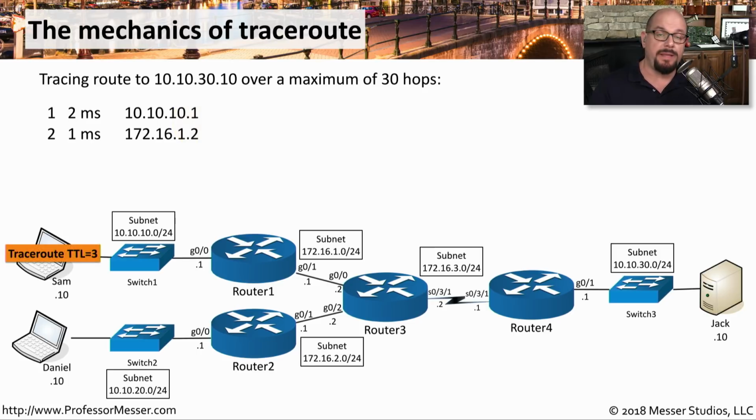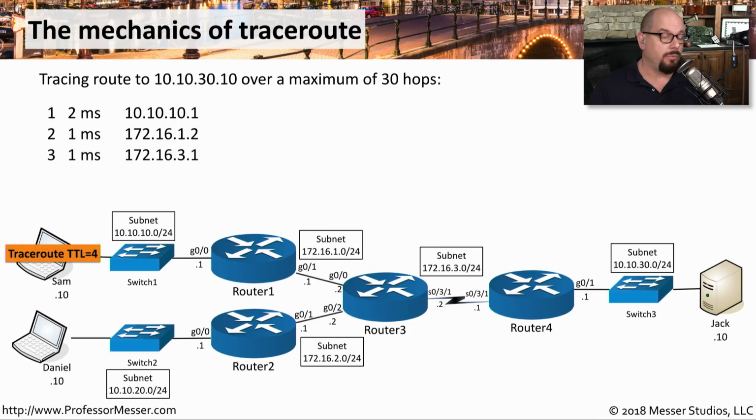The process repeats, except the time to live is now increased to 3, so it makes it to the third router along the way until the time to live is exceeded and a message is sent back to Sam with the IP address of the device that had the time to live exceeded message. That information is made available in the traceroute.